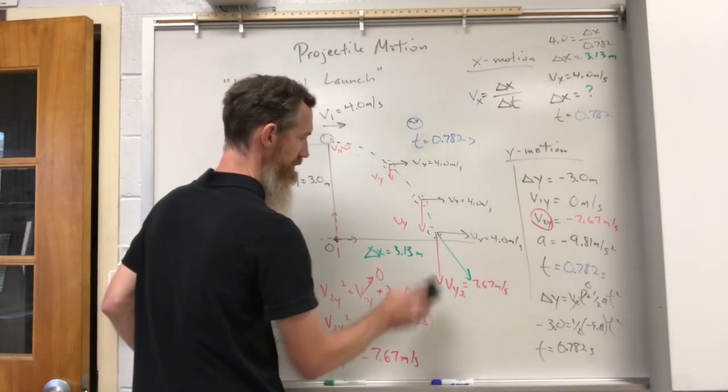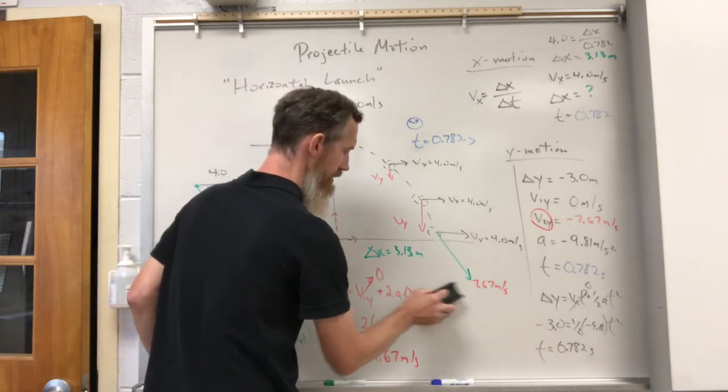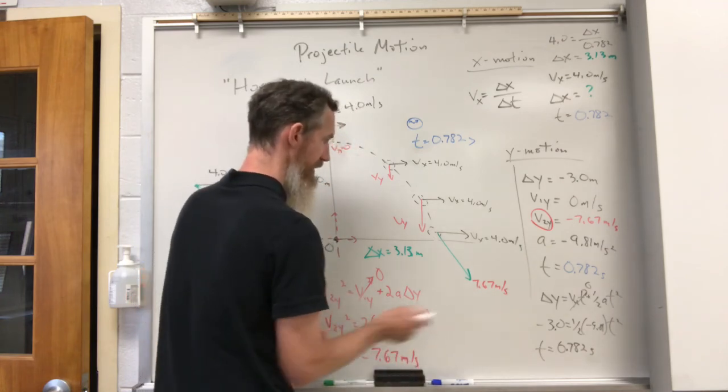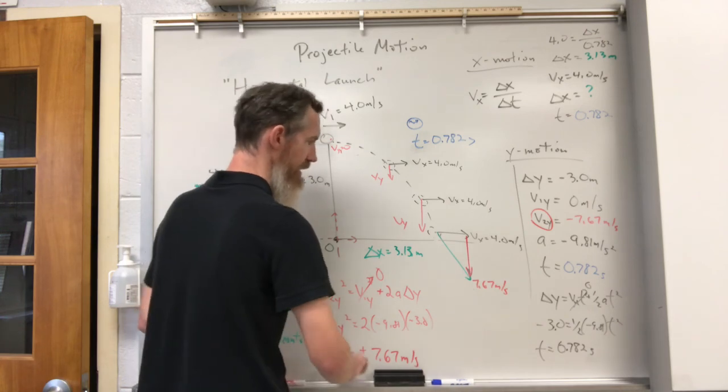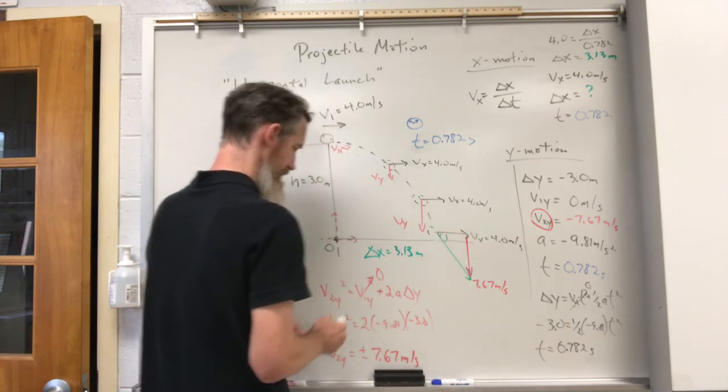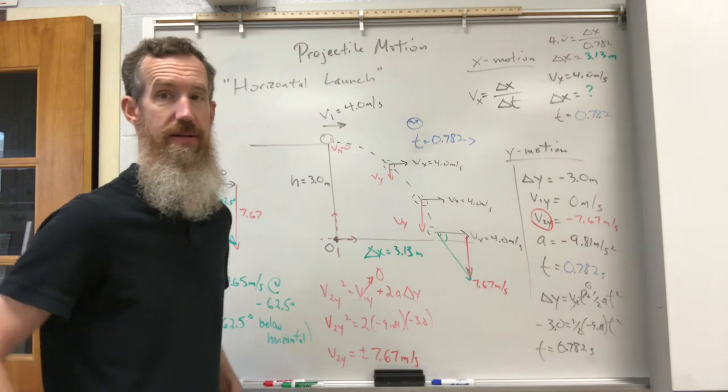Now, to avoid confusion, remember, when we add vectors, it would be head to tail. You can shift that vector over so that you can clearly see how the projectile is going to impact the ground.